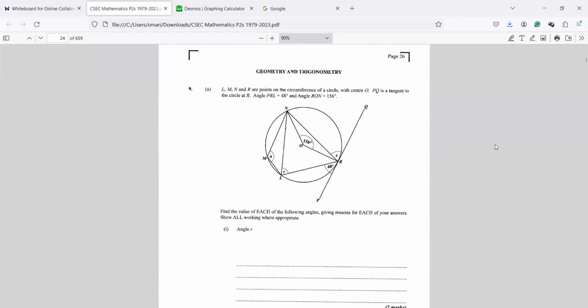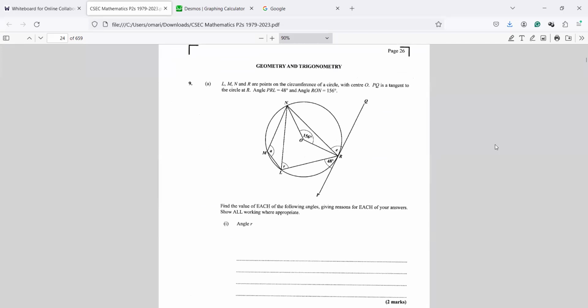All right, question 9. All right, so you're going to take this one, Omari, and then we alternate, or? Sure, no problem. All right.